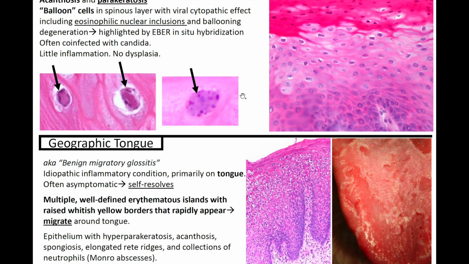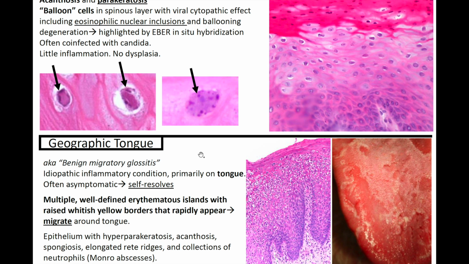Next up, we have geographic tongue. This is also known as benign migratory glossitis. It's an idiopathic inflammatory condition primarily on the tongue, often asymptomatic and commonly self-resolves. There are multiple well-defined erythematous islands with raised whitish-yellow borders that rapidly appear and migrate around the tongue.